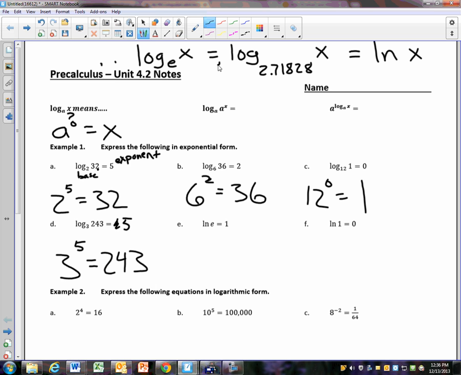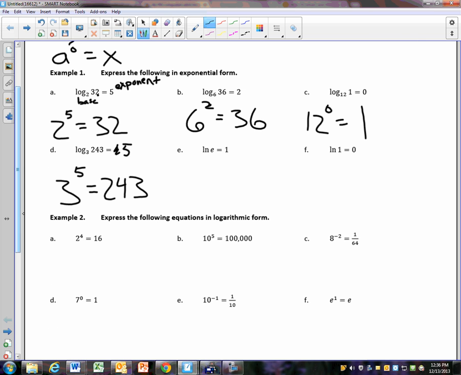So anytime you see natural log, you always write base e. What's the exponent? 1. Is e to the 1 equal to e? Anything raised to the first power is itself. So yes. Here you have base e raised to the 0 power is equal to 1. Is e to the 0 power equal to 1? Sure is. Okay?